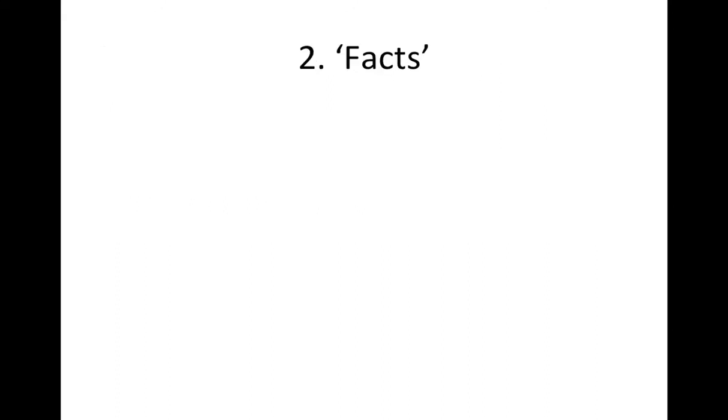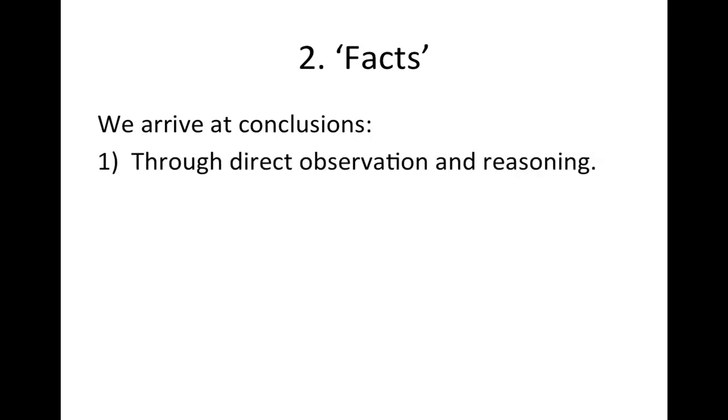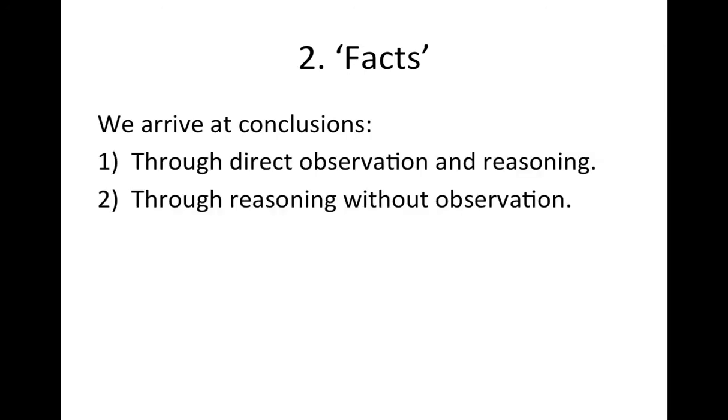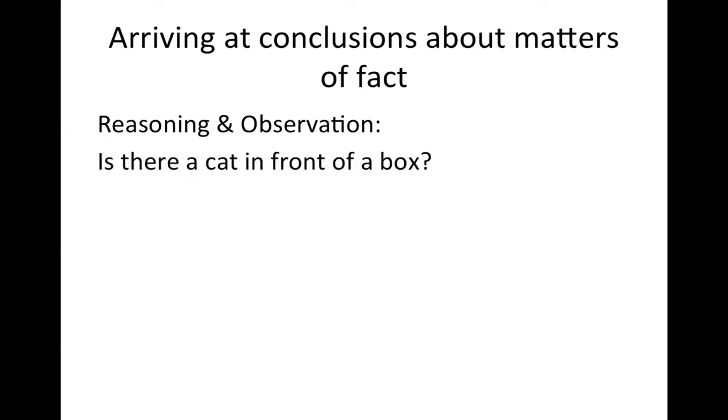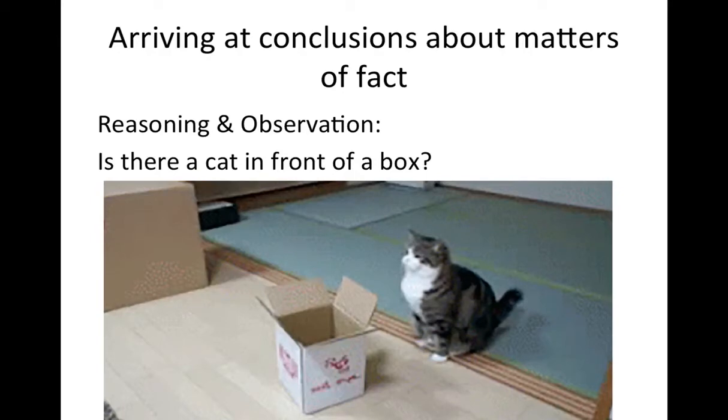So let's talk about facts now. As human beings, we arrive at conclusions in two ways. The first one is through direct observation and reasoning. The second one is through reasoning without observation. So I'm going to make it really simple for us. When we arrive at conclusions about matters of fact, and we do it through observing, this is a very simple activity. Is there a cat in front of the box? You don't have to get all fancy about this and say, well, maybe the box is in front of the cat. There's clearly a cat in front of a box, and we can see it. We've reasoned about it after observing it.